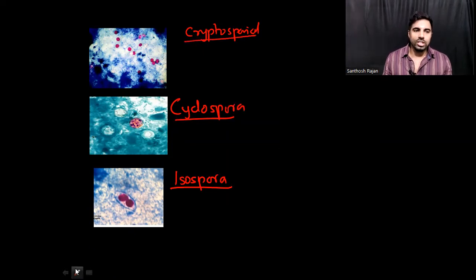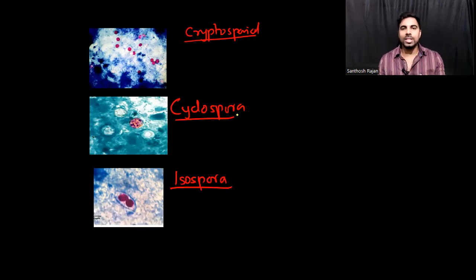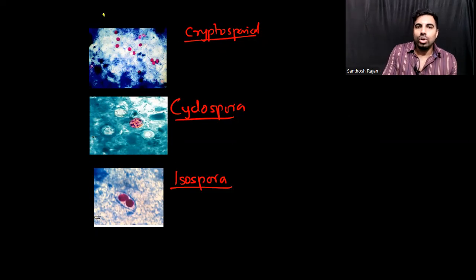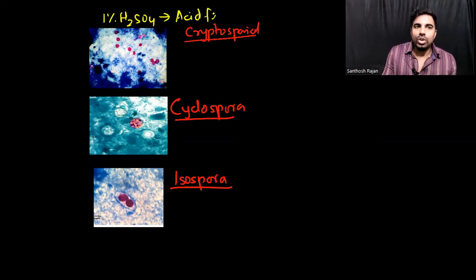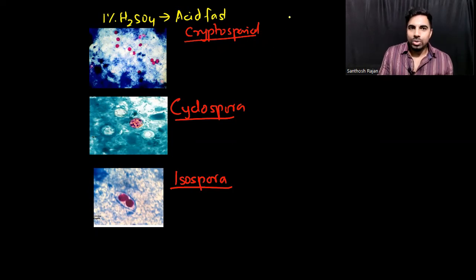Now how do we know the differences? The one common thing is that all are acid-fast. So you do acid-fast staining, and in all these cases you're using 1% H2SO4. In acid-fast staining, 25% H2SO4 is the highest, and it is for tuberculosis, Mycobacterium tuberculosis.